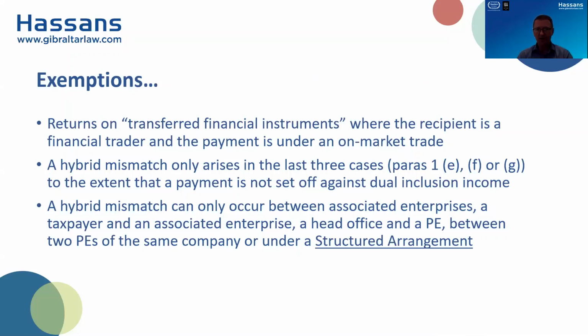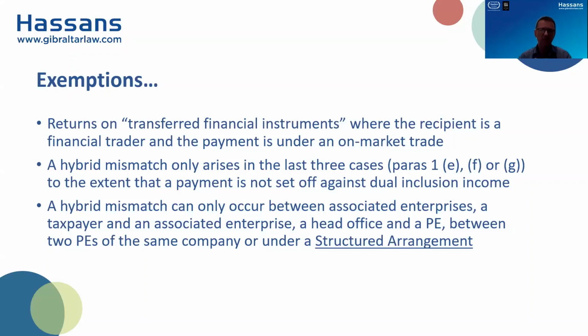So the first one is that any return on a transferred financial instrument where the recipient is a financial trader and the payment is under an on-market trade. So this is to stop people being caught by this just by virtue of buying, when their trade is being a financial trader, just by being caught by purchasing a traded instrument.